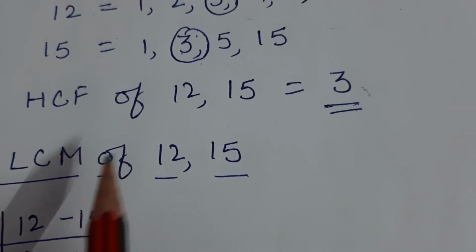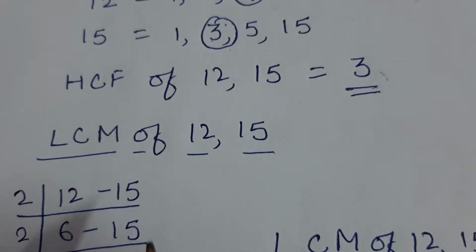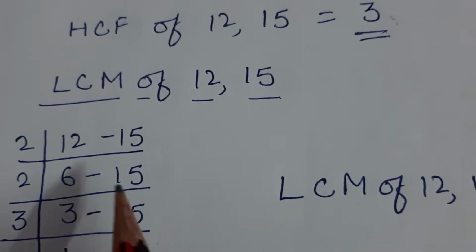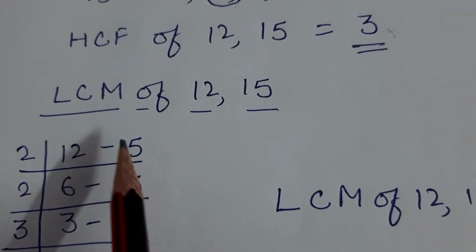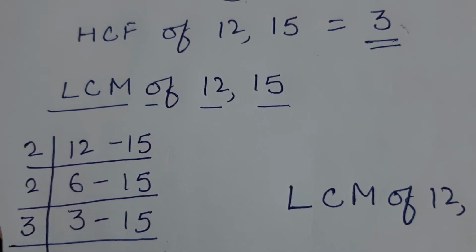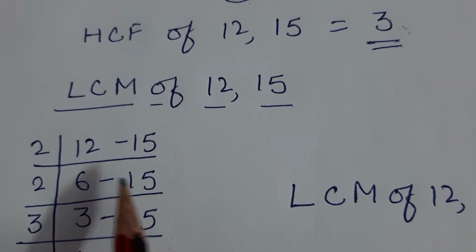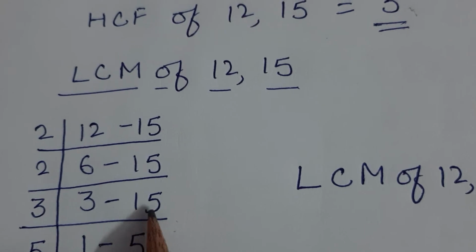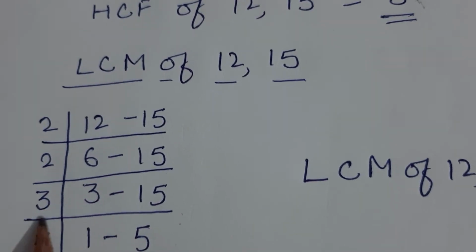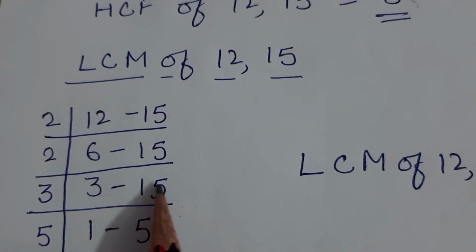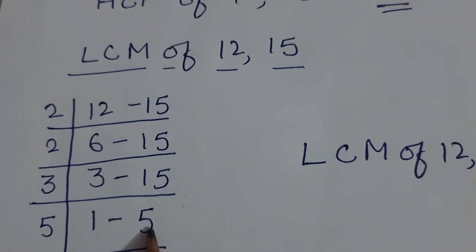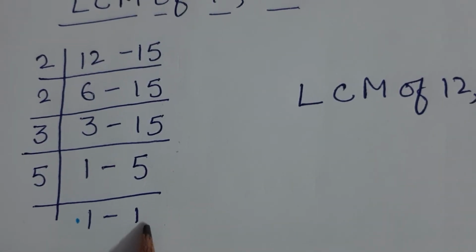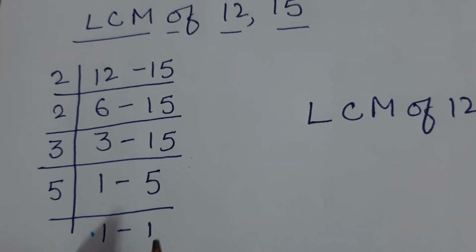Next, I will find the LCM of 12 and 15. Here I will prefer the short division method. So 12 and 15, one even number is there, so I will start with 2: 6, 15 as it is, then again 2: 3, 15 as it is. Now these 3 and 15 both are divisible by 3, so 3 ones are 3, 3 fives are 15. Now only one prime number is left, so we will divide with the same number, and we will continue this process till we get 1.